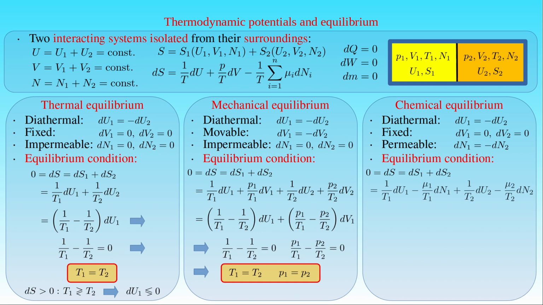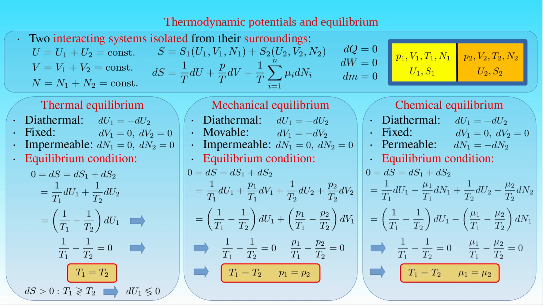Since dU1 is equal to minus dU2 and dN1 is equal to minus dN2, we can express dS as the difference between 1 over T1 and 1 over T2 times dU1, minus the difference between mu1 over T1 and mu2 over T2 times dN1. As the expression must vanish for arbitrary and independent values of dU1 and dN1, the terms in both parentheses must individually vanish, that is 1 over T1 minus 1 over T2 is equal to 0, and mu1 over T1 minus mu2 over T2 is equal to 0. Then we conclude that the temperature T1 is equal to the temperature T2, and the chemical potential mu1 is equal to the chemical potential mu2.